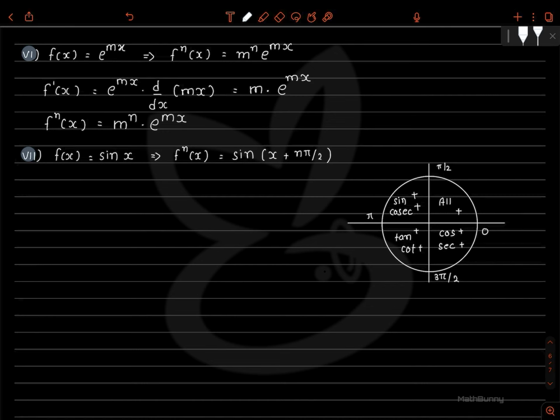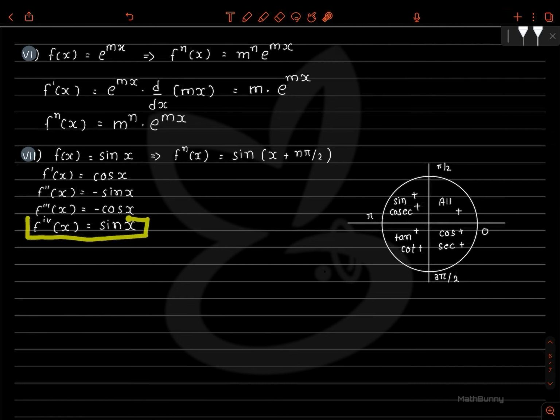Now let us see how the sine behaves. F dash of x would be equal to cos x. F double dash of x would be equal to minus sin x. F triple dash of x would be equal to minus cos x. The fourth derivative of f of x would be sin x. We can see after every fourth derivation, the function returns as it is.